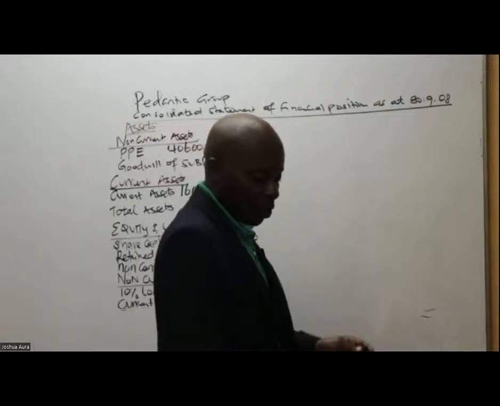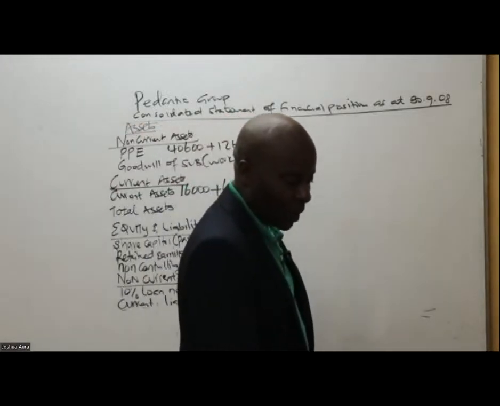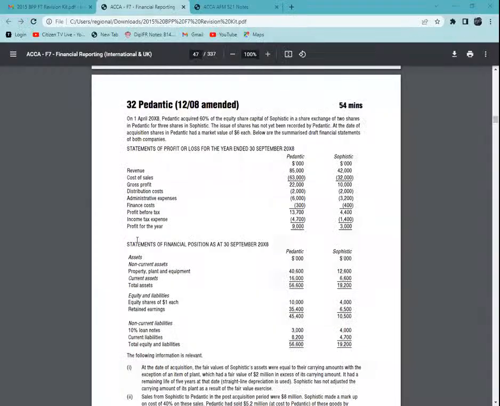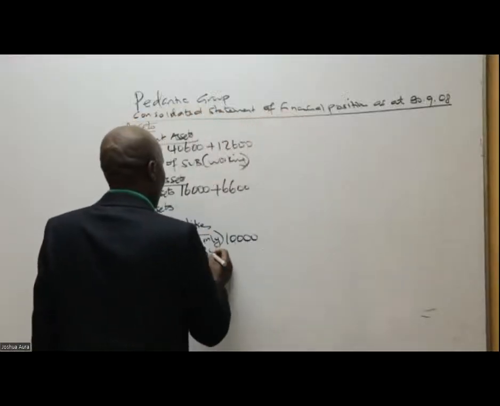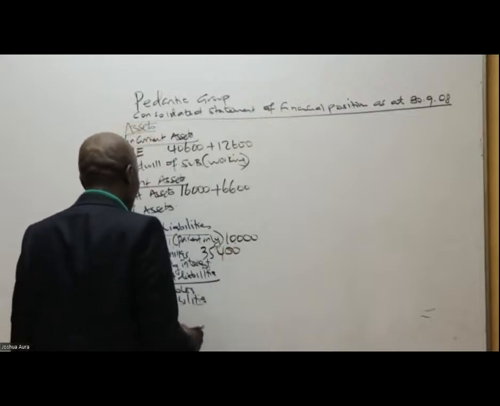So retained earnings also the same. Although we shall be doing some adjustments later for retained earnings, we always pick the one of the parent only. So retained earnings, I can see 35,400.